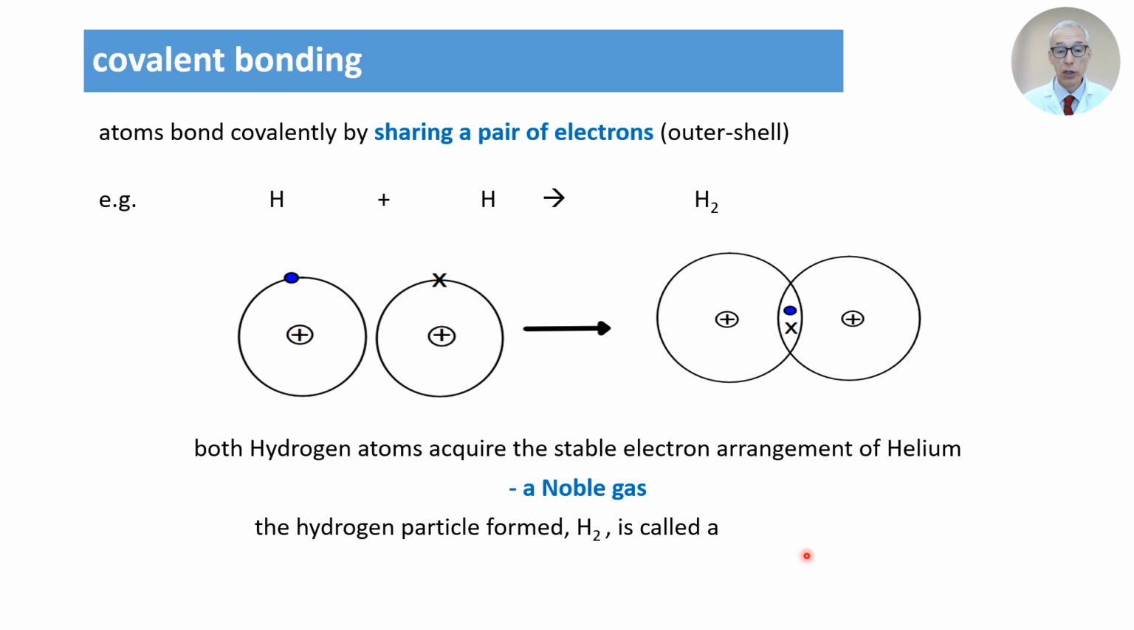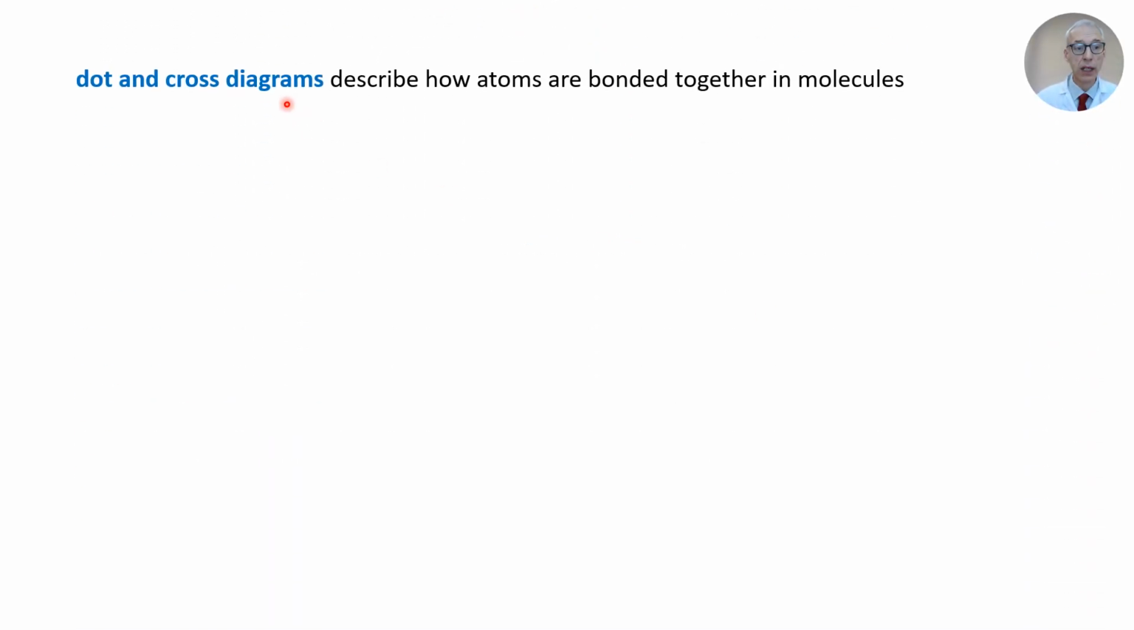So this is our model for covalent bonding, the forming of shared pairs of electrons between atoms to achieve stable electron arrangements, that is, the electron arrangements of the noble gases. The hydrogen particle formed is called a simple or small molecule. So we use dot and cross diagrams to describe how the atoms are bonded together.